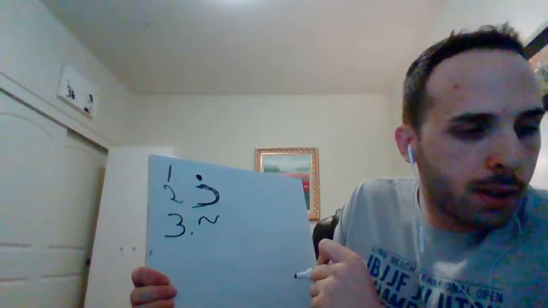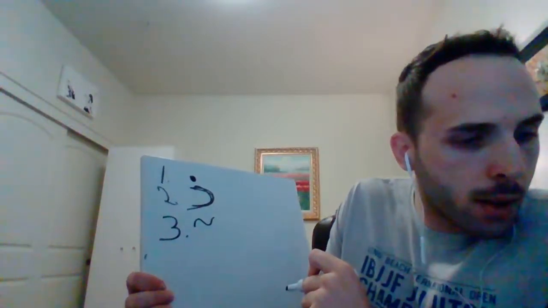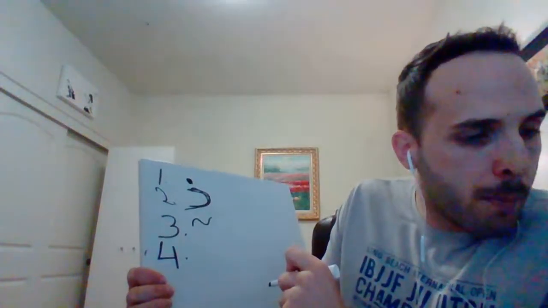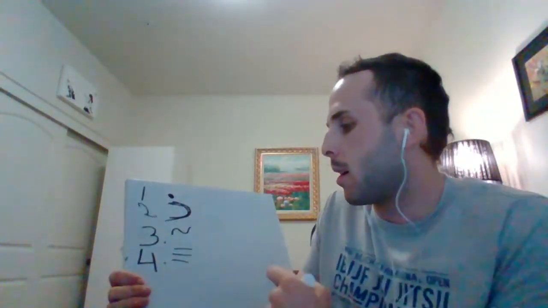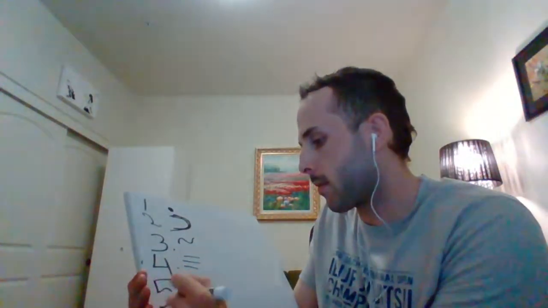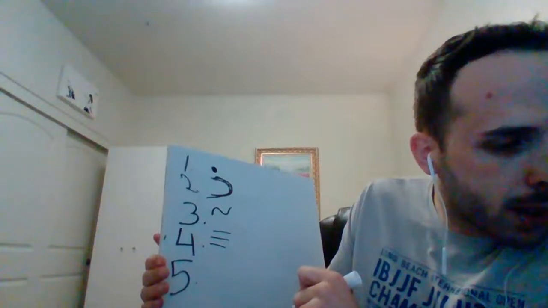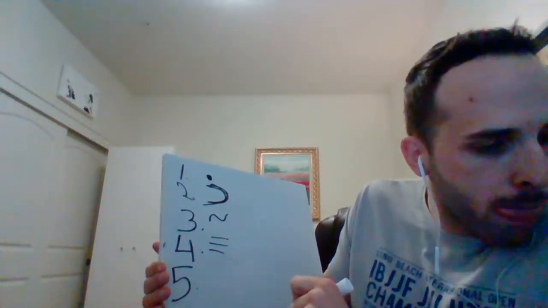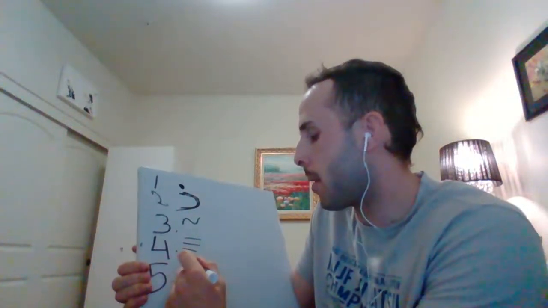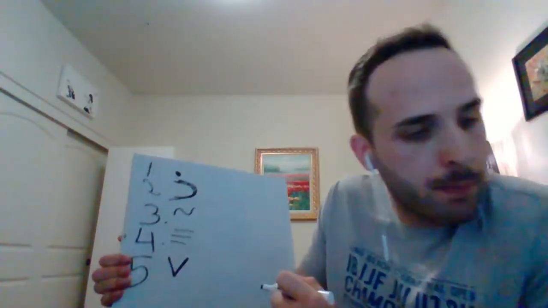For number 3, my main operator here is going to be the tilde. For number 4, my main operator here is going to be my biconditional or my equivalence operator. 5, my main operator here is going to be my disjunctive claim or operator.